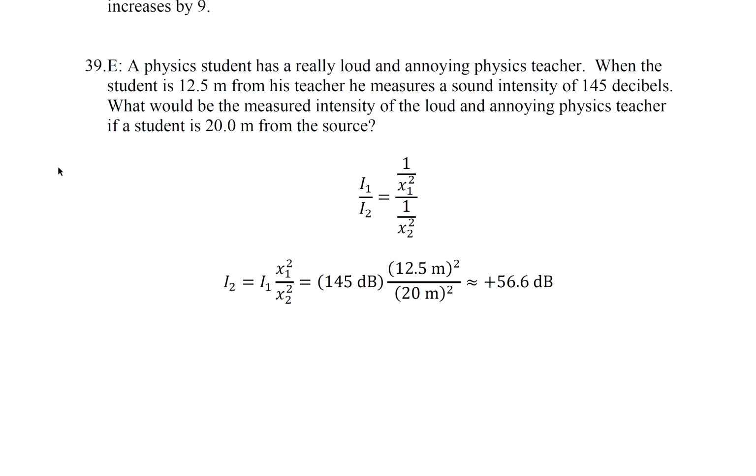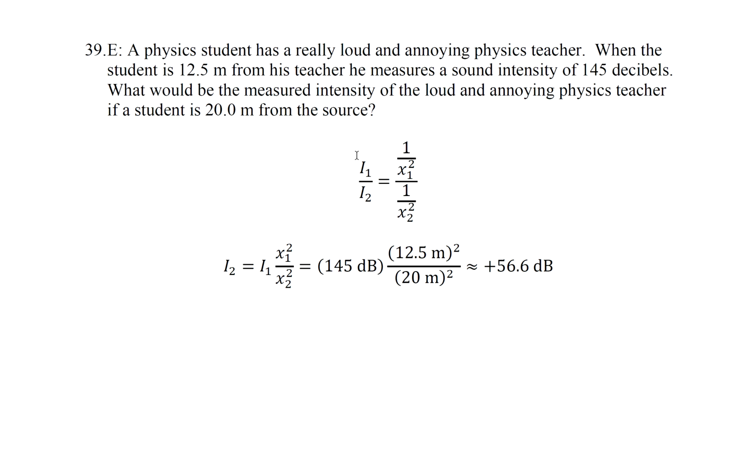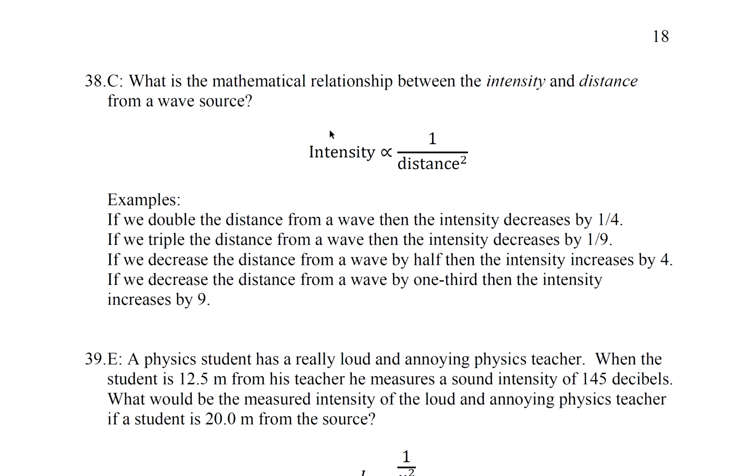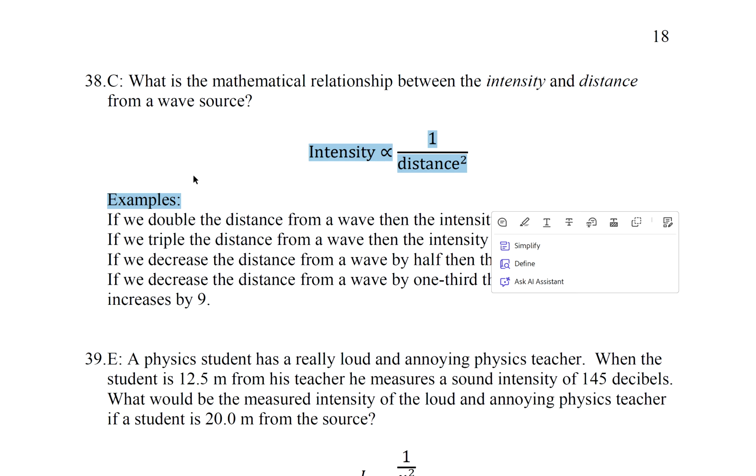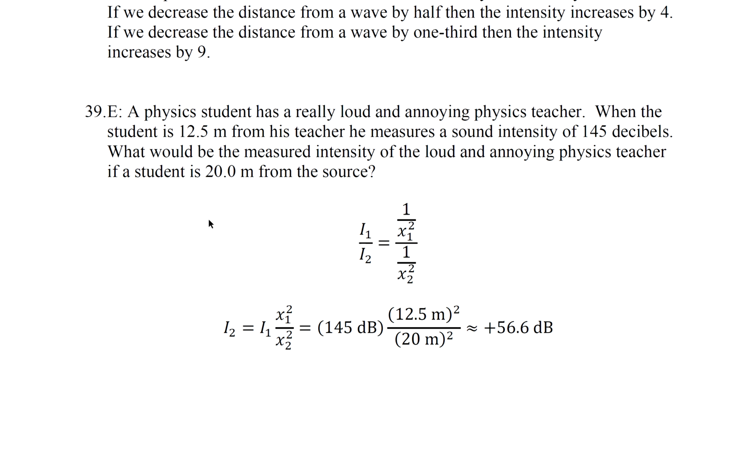Question 39. A physics student has a really loud and annoying physics teacher. When the student is 12.5 meters from his teacher, he measures a sound intensity of 145 decibels. What would be the measured intensity of the loud and annoying physics teacher if a student is 20 meters from the source? So we have this relationship here, which is from this relationship. So this is our solution.